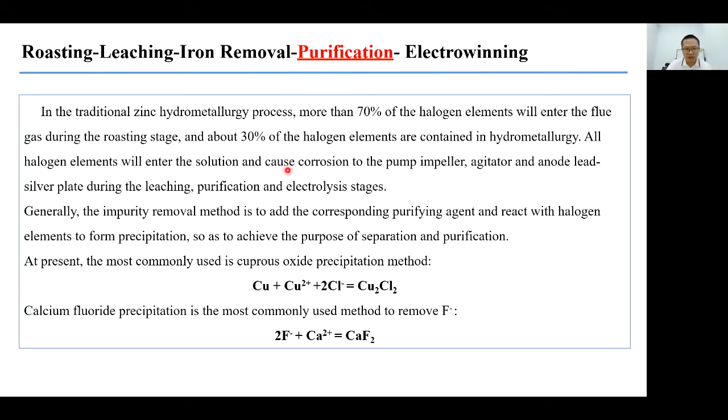And besides cobalt, nickel, copper, and cadmium, there are some other impurity elements, like halogen elements. Halogen elements can be removed beforehand, just like in the roasting part, where the majority of the halogen elements report to the gas phase and can be removed. But along with the increasing use of halogen-containing materials in zinc production, the contents of halogens like chloride or fluorine in the solution are increasing. So we have to take care of that. The cuprous oxide precipitation method is used to remove them from the solution.